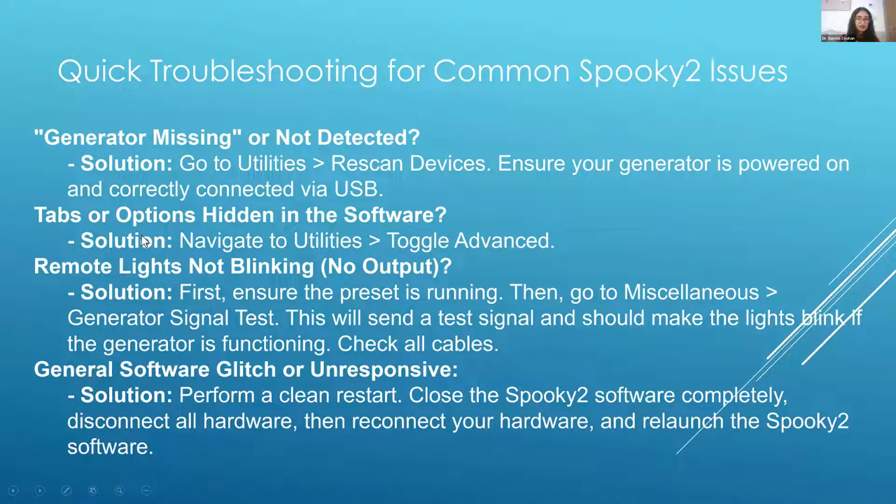Also, if you have tabs or options hidden in the software, just a reminder, I did show you this: go into Utils and click Toggle Advanced. And we found the solution to the remote lights not blinking, through the miscellaneous preset and the signal generator signal test, to make sure that your remote is working. If you have a software glitch or it is unresponsive, just restart the Spooky2 software, turn it off. You might want to even turn off your computer, turn it back on, and then hopefully that should fix it.